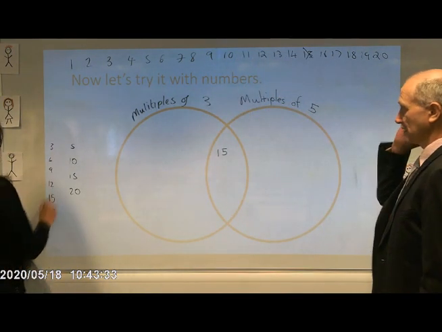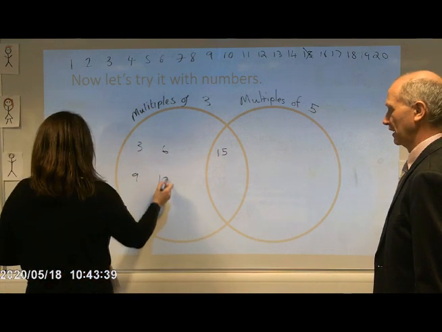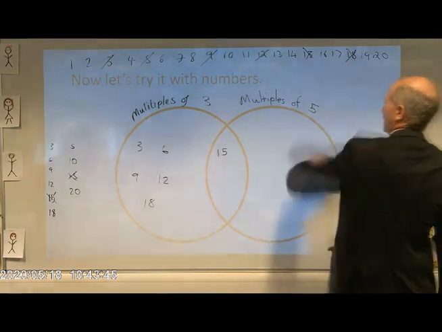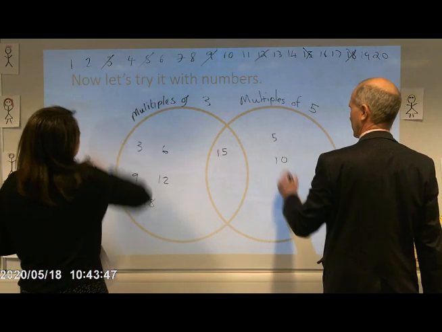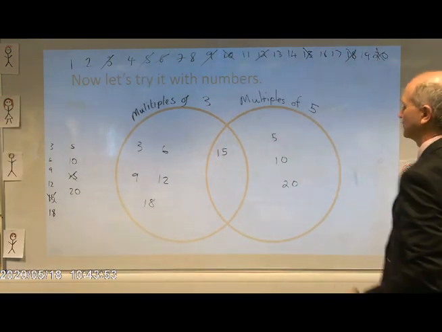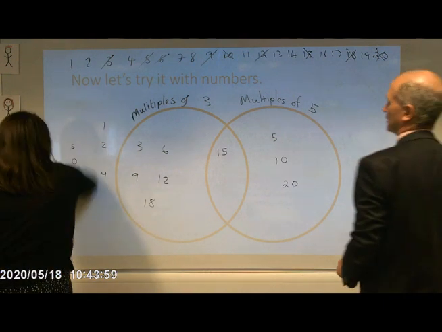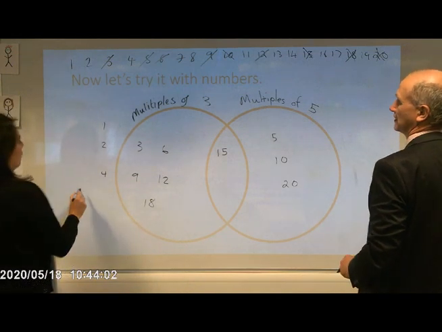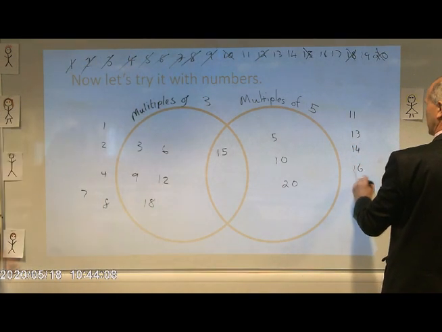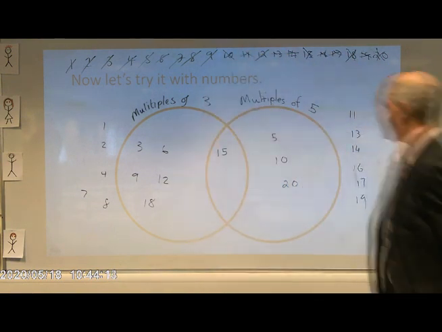And then we're going to fill in the rest from this side and the rest from that side. So we're going to have 3, 6, 9, 12 and 18. So cross those off. And 5, 10 and 20. Lovely. Everything else is going to go on the outside. So 1, 2, 4, 7, 8, 11, 13, 14, 16, 17, and 19. And there is your Venn diagram.